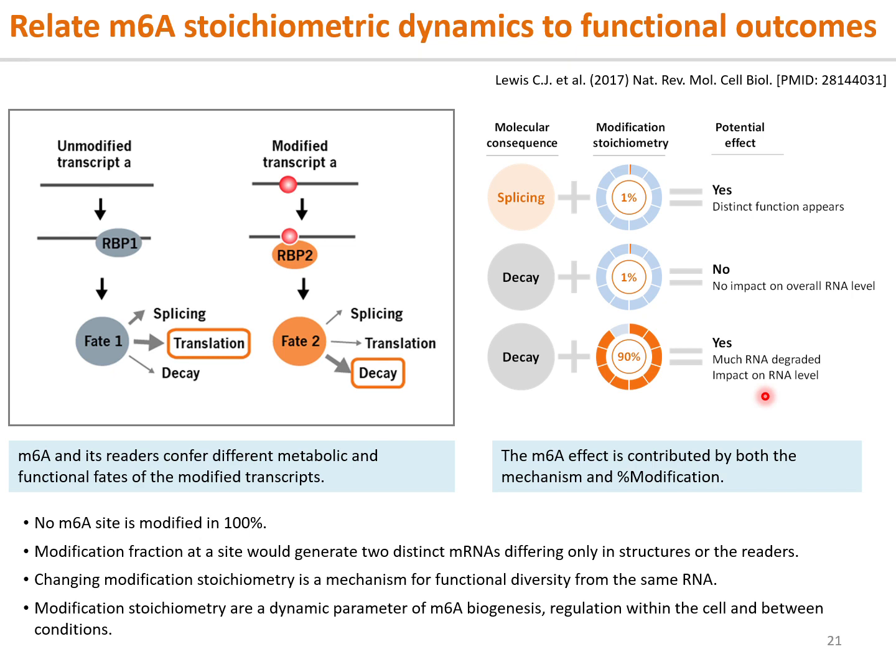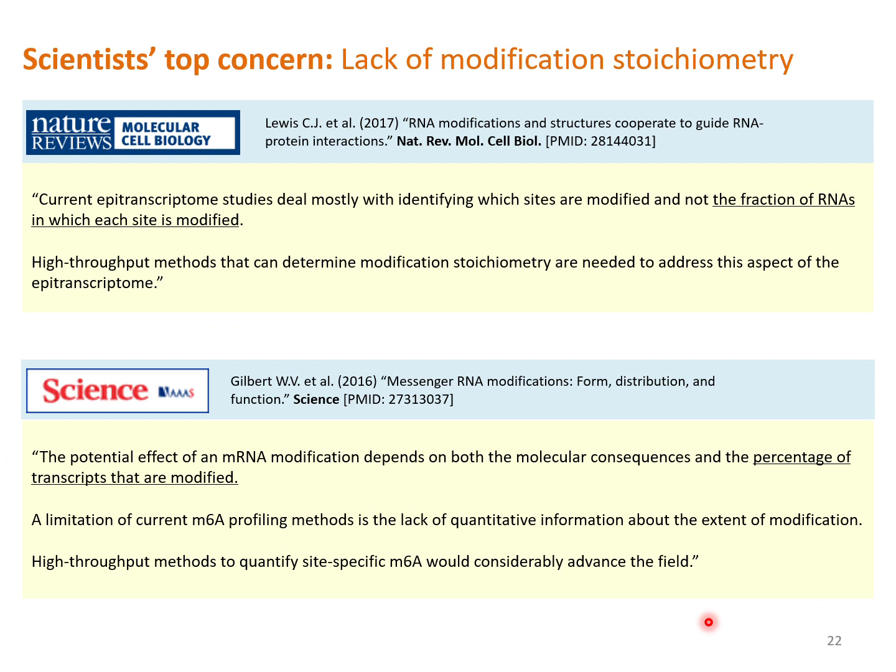Although profiling m6A by MeRIP sequencing can measure the abundance of m6A RNA, profiling the percentage of modification has been a big challenge. The lack of modification stoichiometry has been scientists' top concern in the field, as in the commentaries in Nature Reviews Molecular Cell Biology: current epitranscriptomic studies deal mostly with identifying which sites are modified and not the fractions of RNAs in which each site is modified. High-throughput methods that can determine modification stoichiometry are needed to address these aspects of the epitranscriptome.